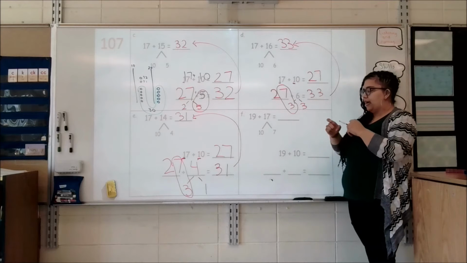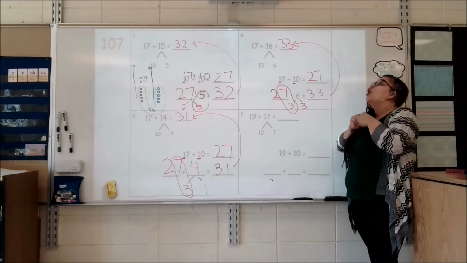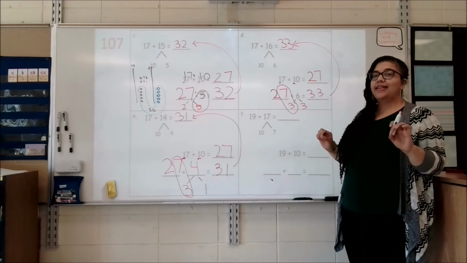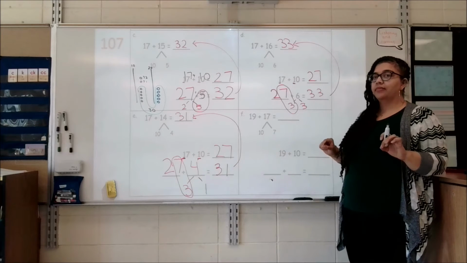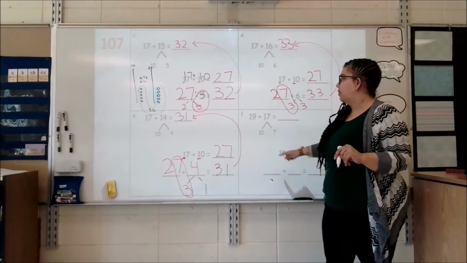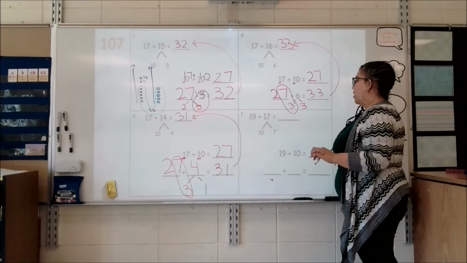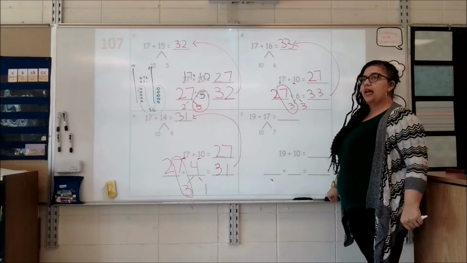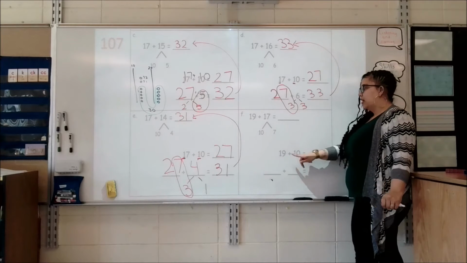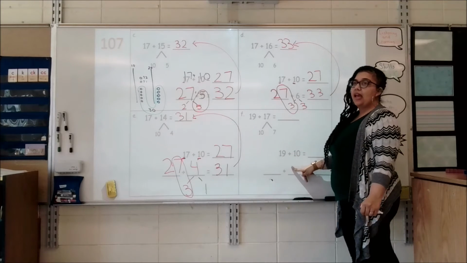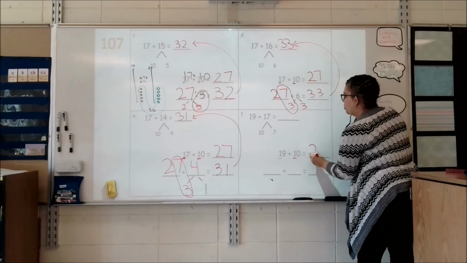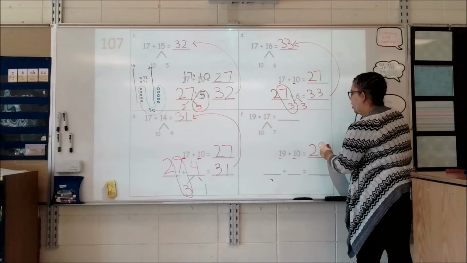All right, so this time 19 plus 17. Which part is smaller? 17. Notice 17 was larger for the rest of them. This time 17 is the smaller part. Broken into pieces, 1 10 and 7 ones. We're going to first add the 10s. So 19 and 1 more 10, notice my change in the 10s place, becomes 2 10s and 9 ones.